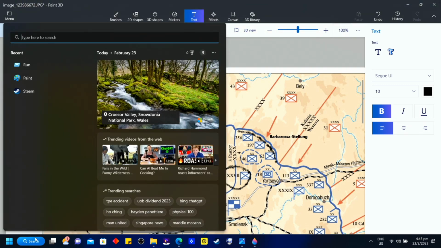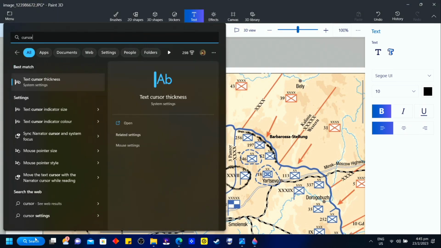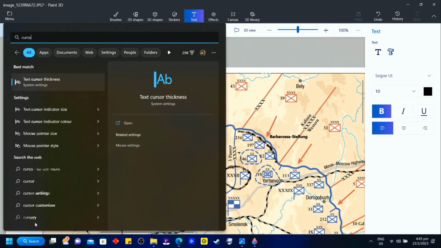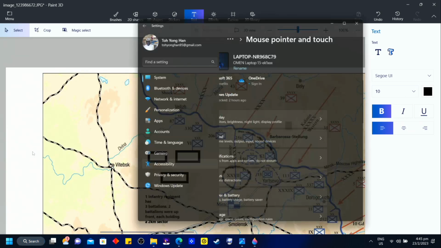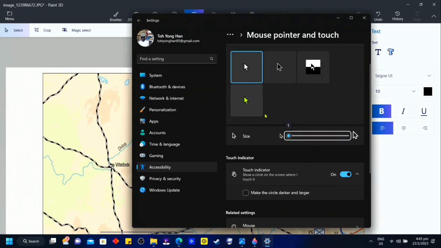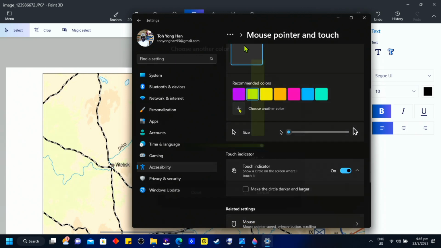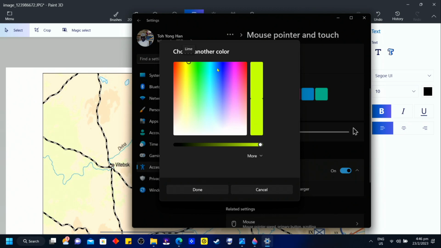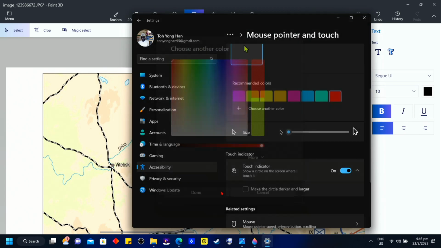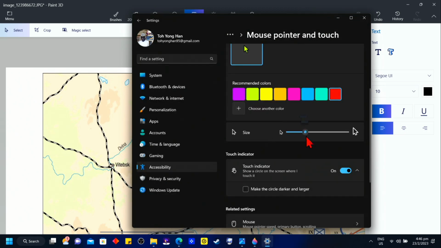Is there a way to change the cursor now? Okay, I want to change my cursor because this cursor is a bit hard to read. Maybe try a different cursor. Okay, try red. Yeah, I think that's easier to see.